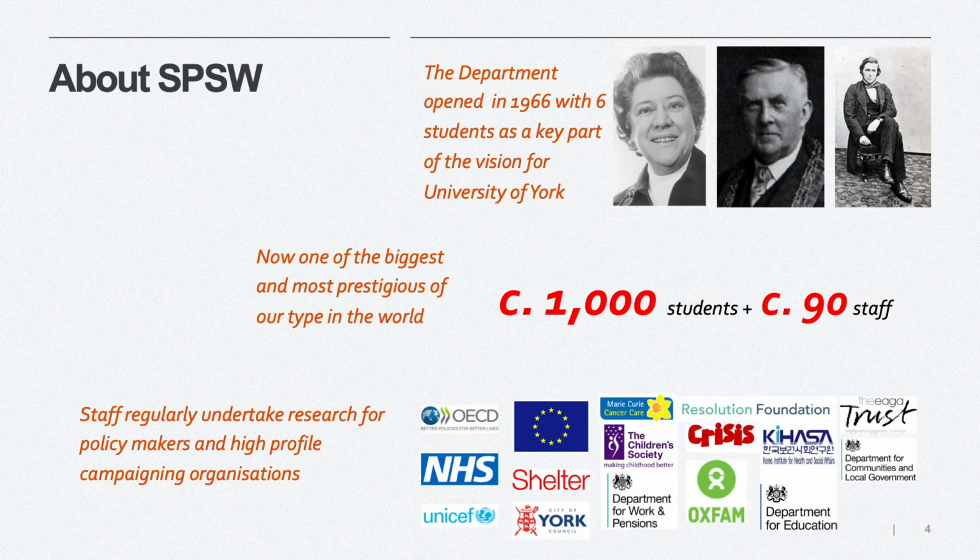Now, we regularly undertake research for policymakers and for high-profile and campaigning organisations, reflecting the significance and the scale of what we do. On screen now are the logos of some of the organisations that we've undertaken work for in recent years. It includes local organisations like the City of York Council, national organisations in the UK, many government departments for instance. It also includes campaigning organisations such as Shelter or Oxfam, but it also includes many international organisations. We've undertaken work for organisations such as UNICEF and the OECD, for example. And it includes governments outside of the UK. So for example, on screen we have the logo of KIHASA, the Korean Institute for Health and Social Affairs.